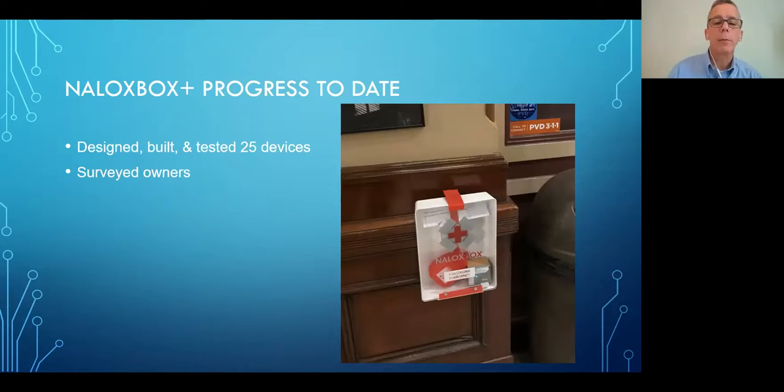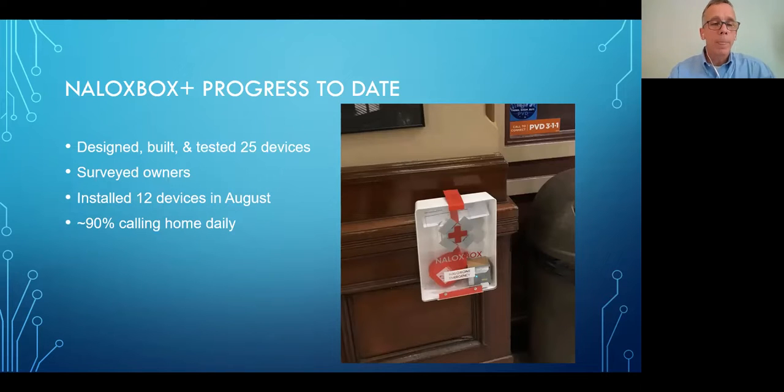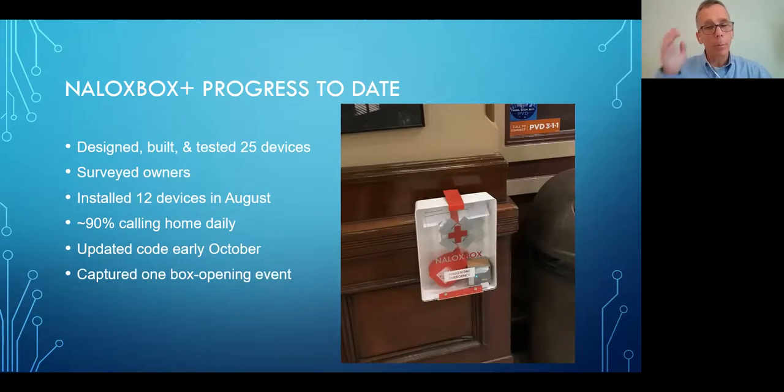The progress to date is that we've designed, built, and tested the proposed 25 devices. We've surveyed the owners of some of the 2017 installations. We've installed 12 devices in August, and Leo's been working on the web app and upgrades of the software so that 90% are calling home daily. He updated the code early in October and captured one box opening event so far. We have 13 more that need to be deployed.